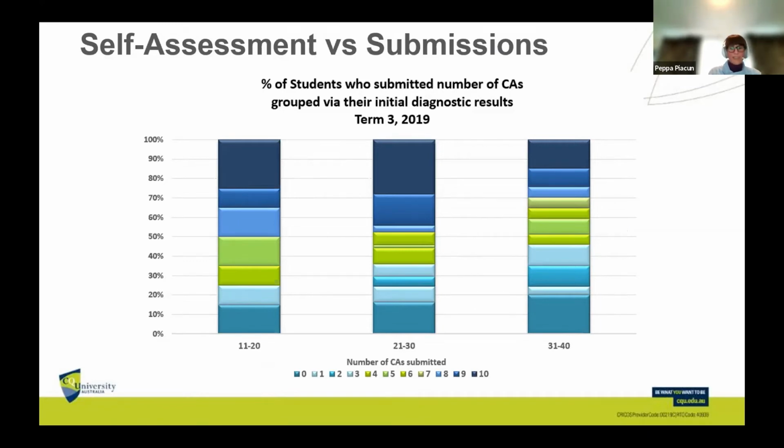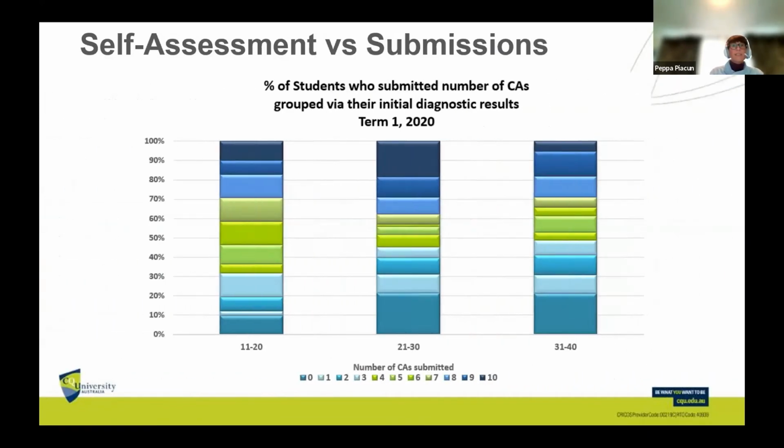However, in term 1, 2020, the same regression analysis showed that there was not a significant correlation between the students' diagnostic results and their CA submissions. And we can see on this next graph here that there's not a clear trend between the diagnostic results and the CA submissions throughout the term. And it was interesting to us that these analyses were inconclusive across the terms.